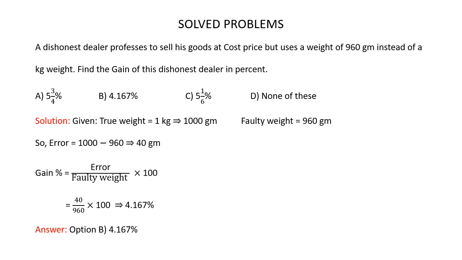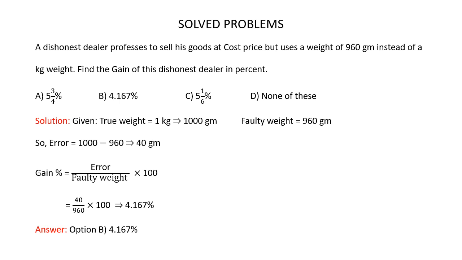Now you know that gain percent is equal to error divided by faulty weight multiplied by 100. Now we know what is the faulty weight. It is given as 960 grams. So if we find what is the error, then we can calculate the gain percent easily. So let's find out what is the error.